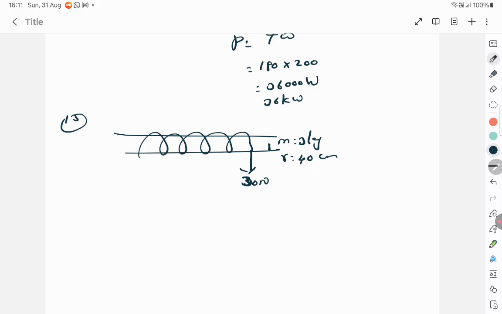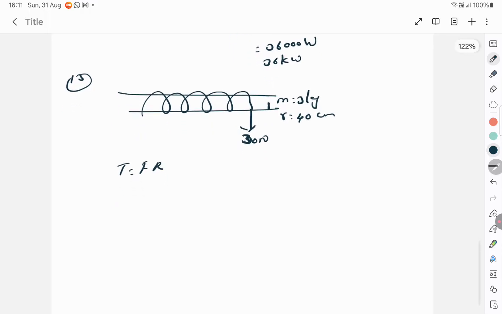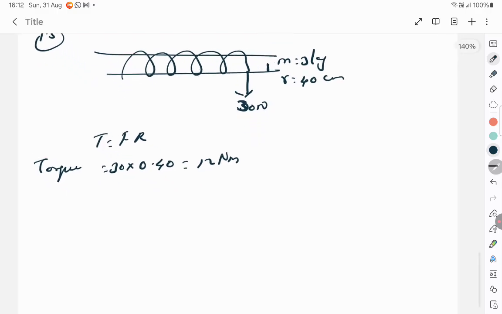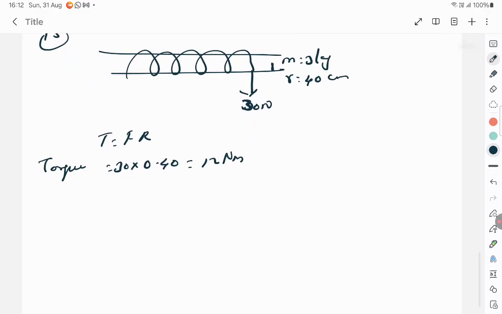You can find the torque with which the cylinder will rotate, which will be this force into the radius, the perpendicular distance. That is 30 into the radius 0.40 meters, and so it will be 12 Newton meter. Thus you found the torque of the rotation of the cylinder. Once you find the torque, they're also asking you to find the angular acceleration. You should know that torque T is equal to I alpha, so alpha is T by I. What is T? T is the 12 Newton meter that you found.